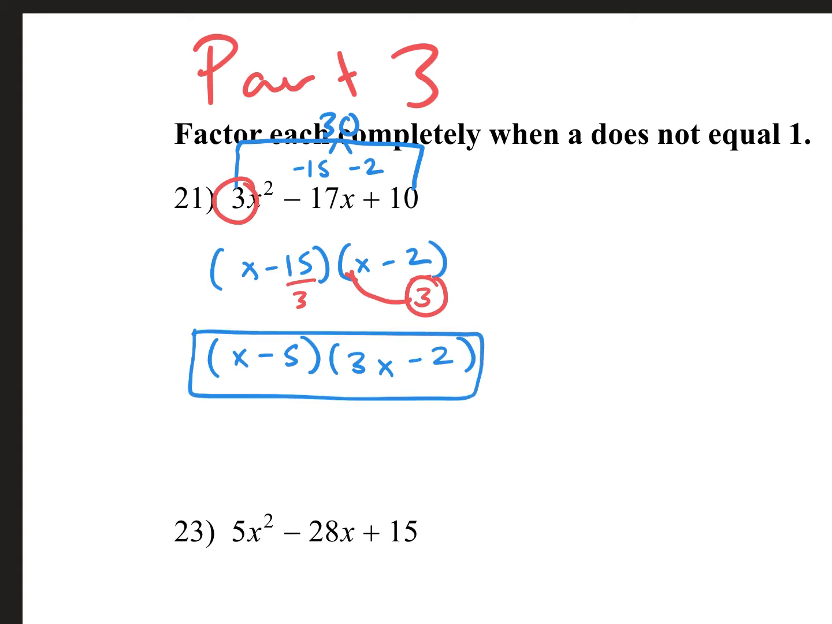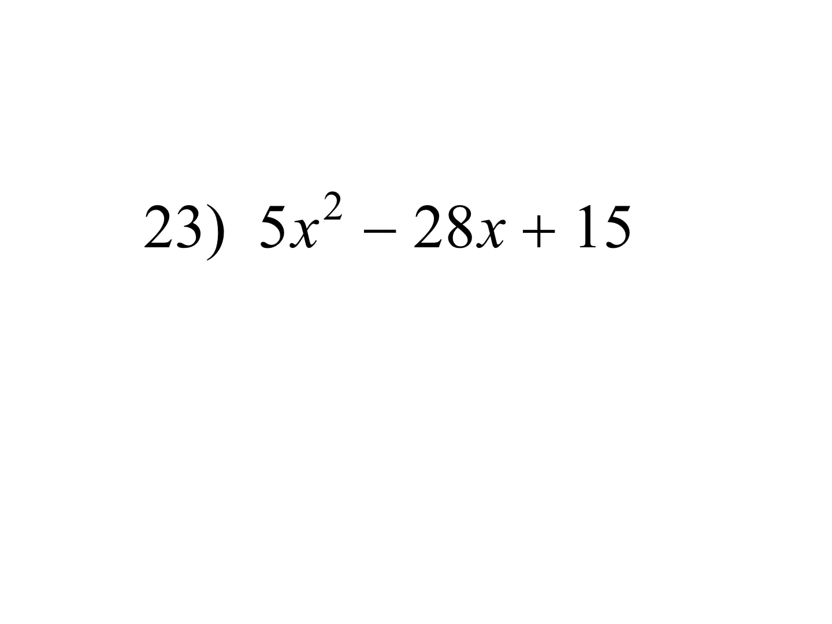All right, 23. Do I have a greatest common factor here? Nope. I can't divide everything by 5. So what do I need to do? Lucas, what do I do? I multiply the first times the last. So it's 5 times 15. 75. Do I have two factors of 75 that add to negative 28?